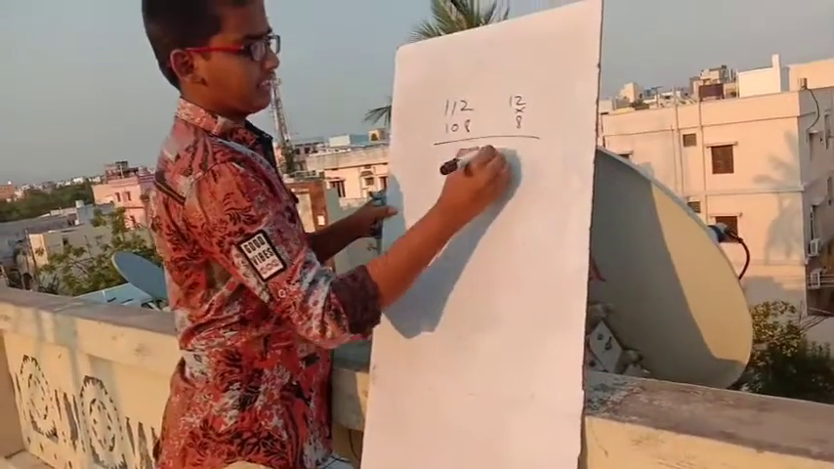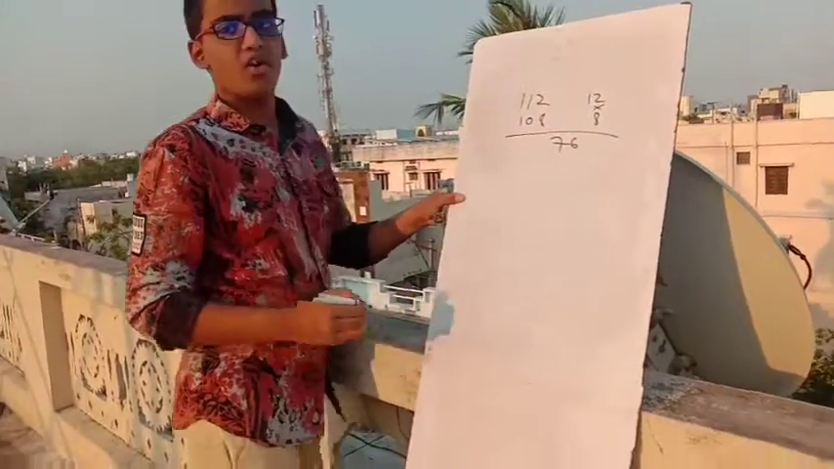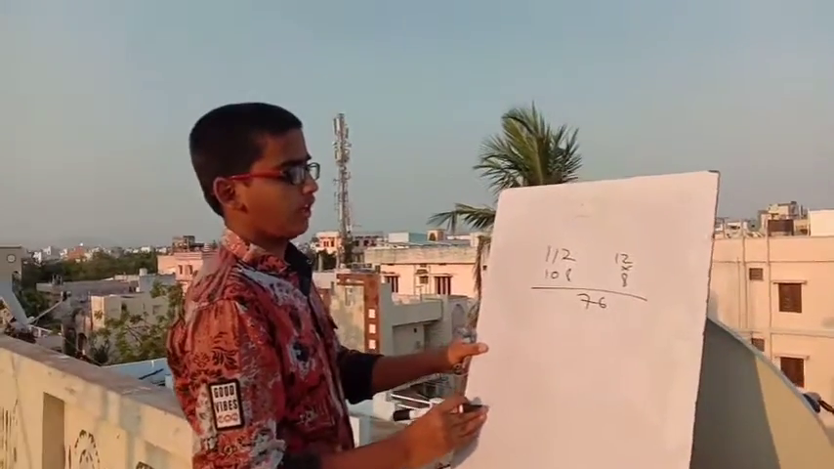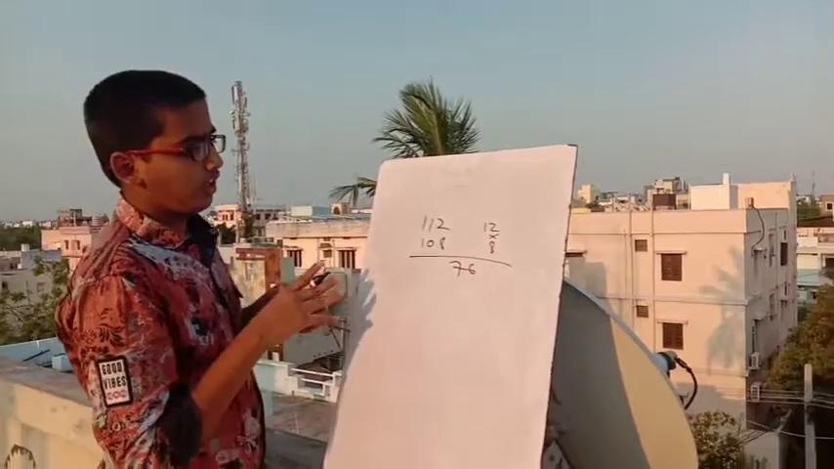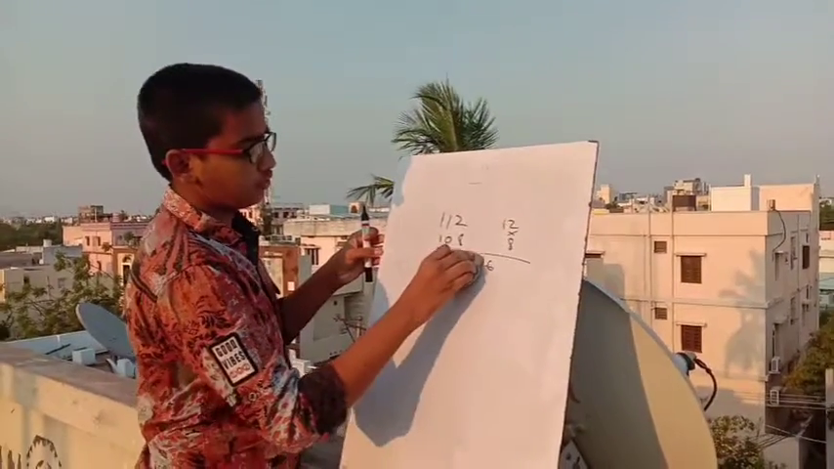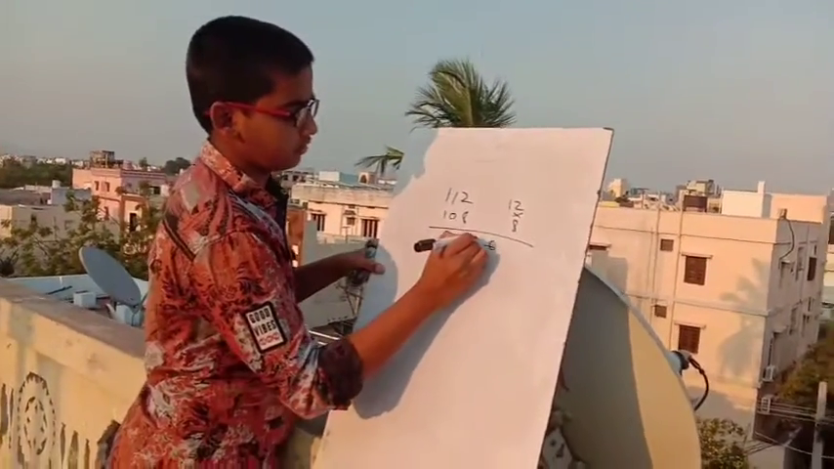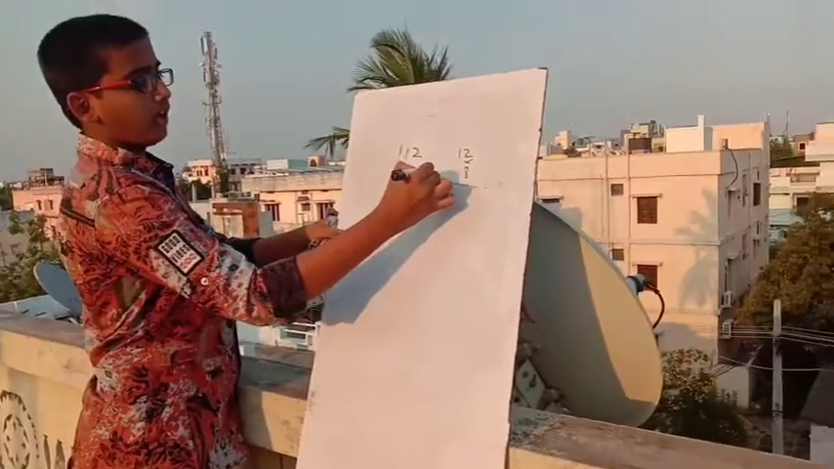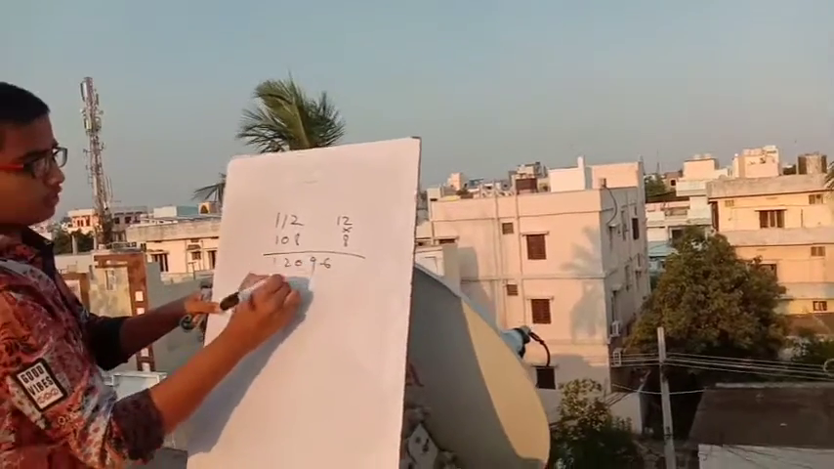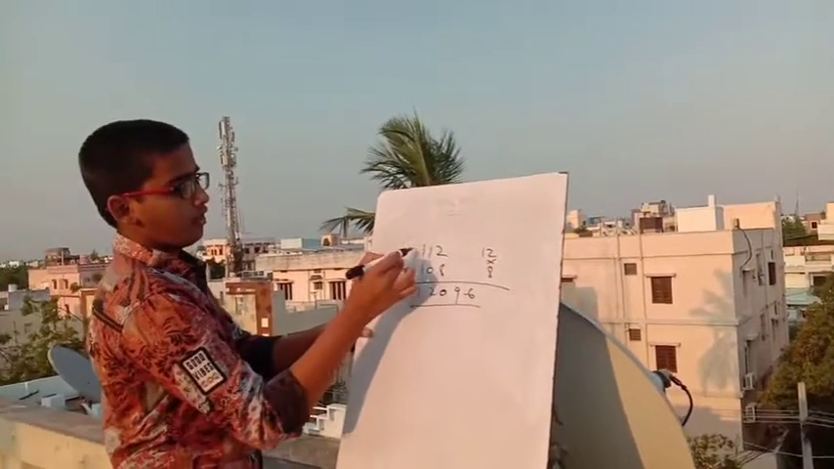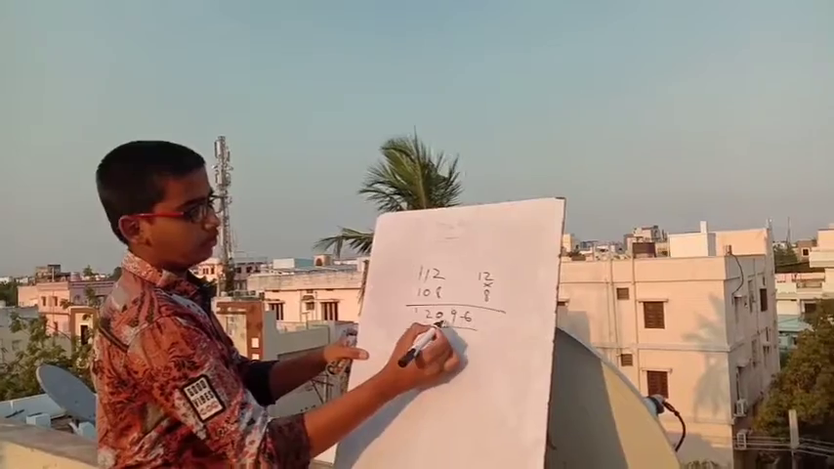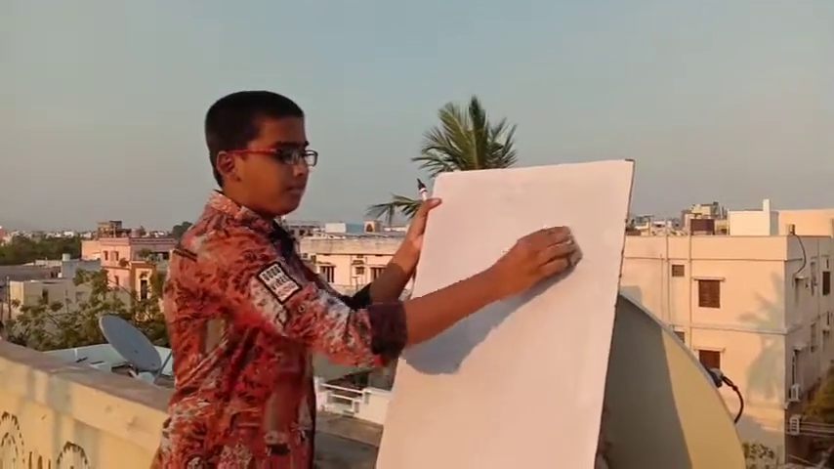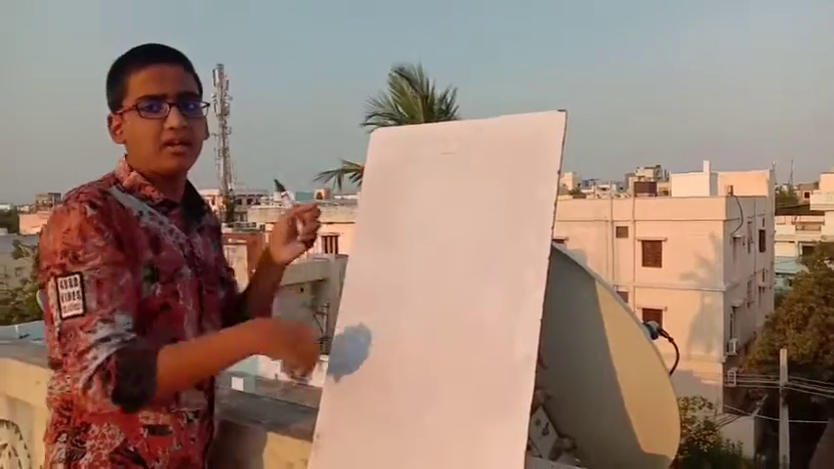12 8s are 96, not 76. So we have to add 112 plus 8, or 108 plus 12. The answer is 120. So the multiplication of 112 into 108 is equal to 12096. That's the answer, and this is the short trick for multiplication of numbers greater than 100.